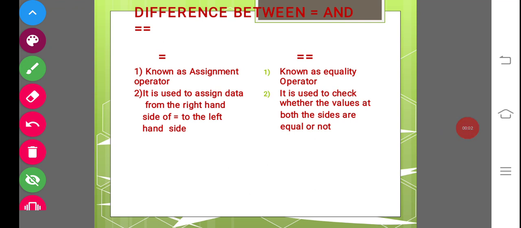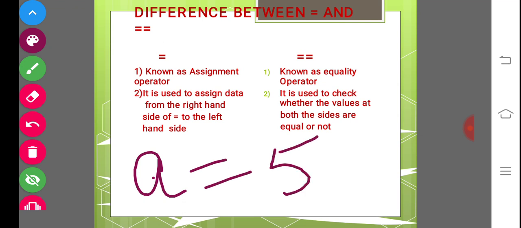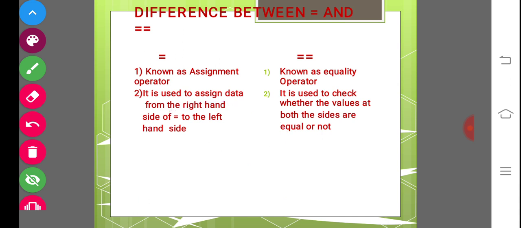In this slide, let us understand the difference between equal to and double equal to. See, the single equal to is known as the assignment operator, and it is used to assign data from the right hand side of the equal to the left hand side. So for example, if I'm writing a is equal to 5, what I'm doing is assigning 5 to my a variable, with the help of the assignment operator.